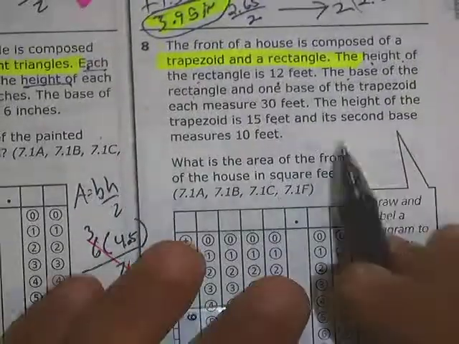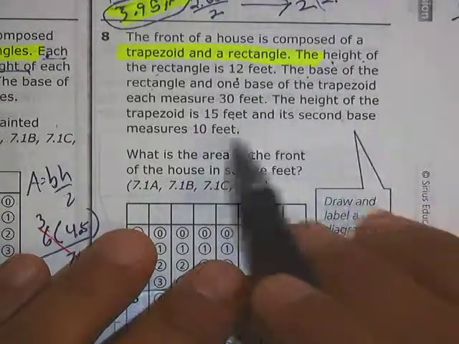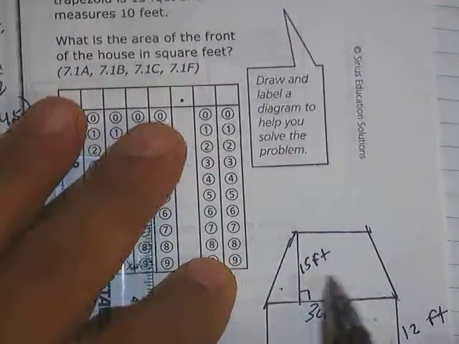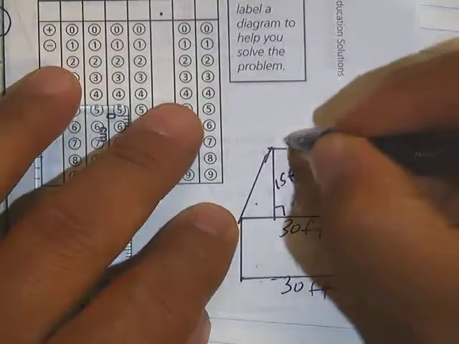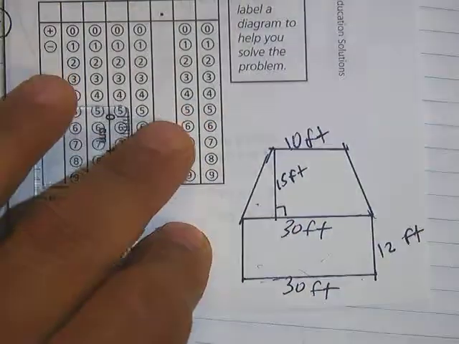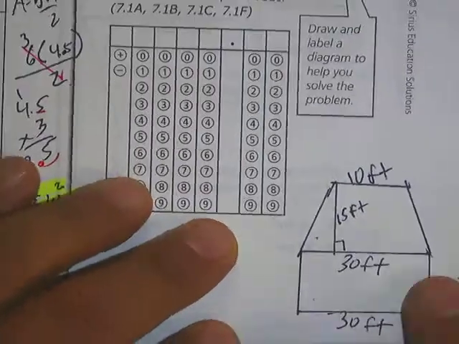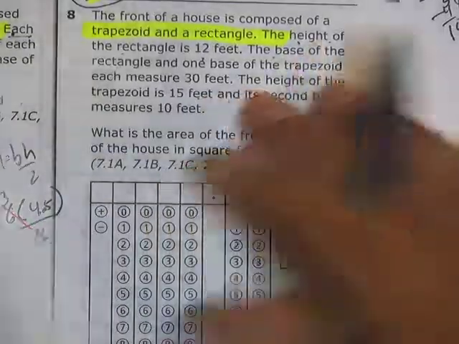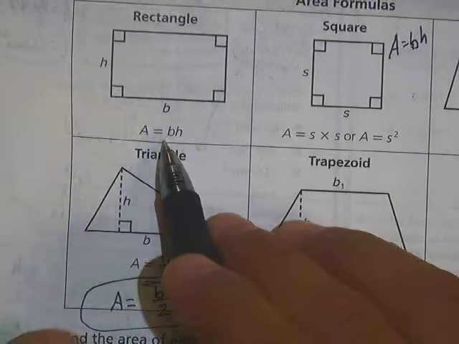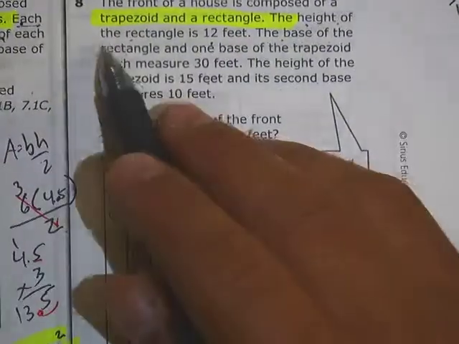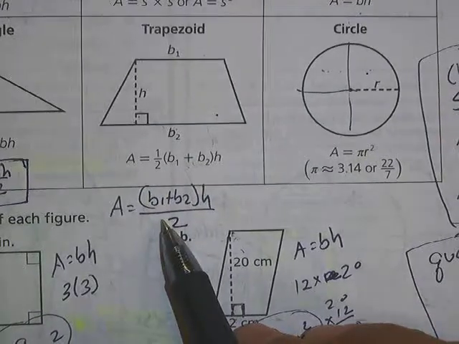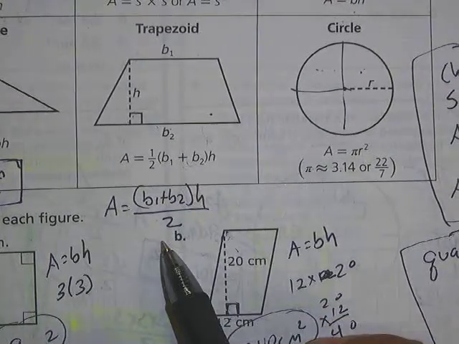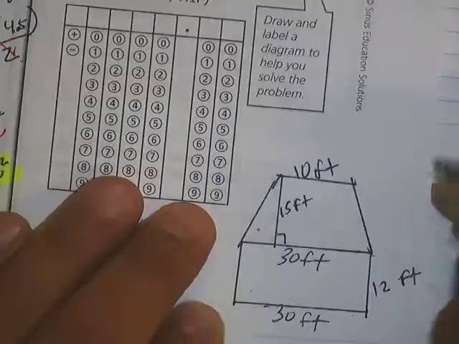And now it says the height of the trapezoid is 15. So the height of the trapezoid is not this line. That's not the height of the trapezoid. The height is the one that comes straight down to make a 90-degree angle there. And so the height is 15. And then its second base measures 10 feet. So remember, a trapezoid has two bases. There's one and there's the other. And so that one is 10 feet.